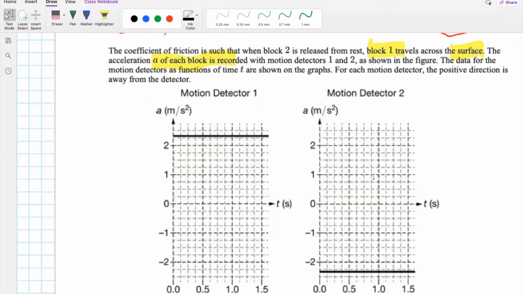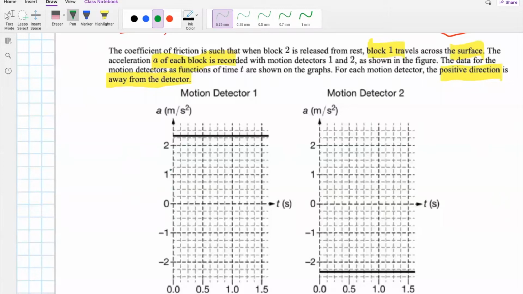One way we can think about it is, as it moves away, we are increasing the position or displacement from the detector. So things away are considered positive, and motion towards the detector would be considered negative. So this is consistent with what we expect. Block one is moving away from motion detector one. It looks to have an acceleration of, let's see here, each tick mark is, I believe, 0.2, 0.2, 0.4, 0.6. Nope, no, sorry, 4.